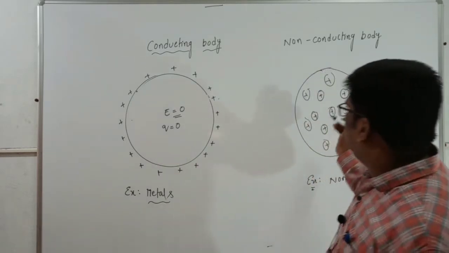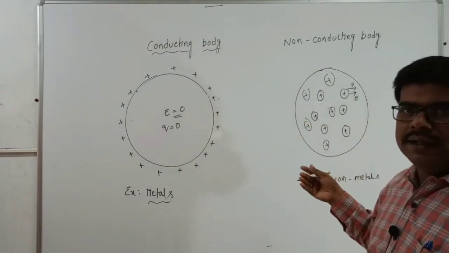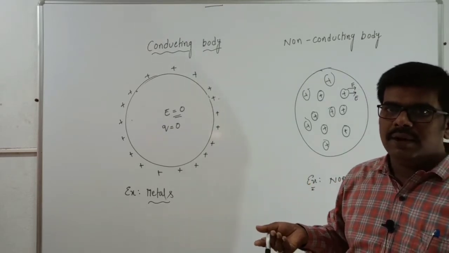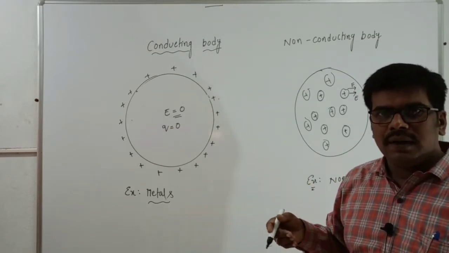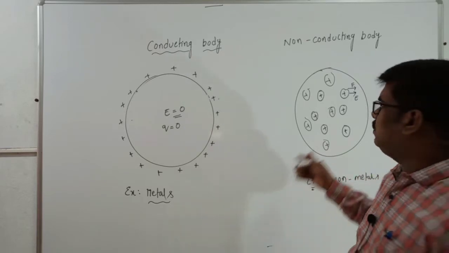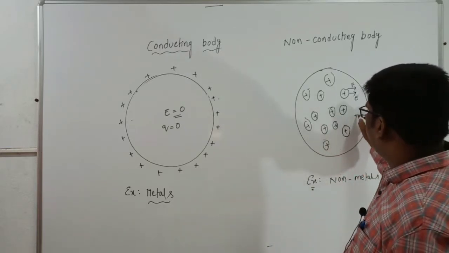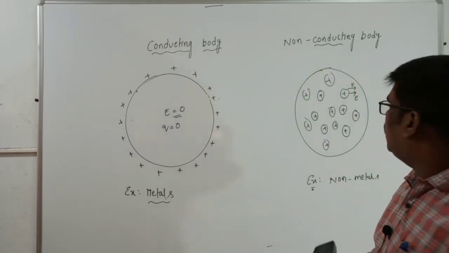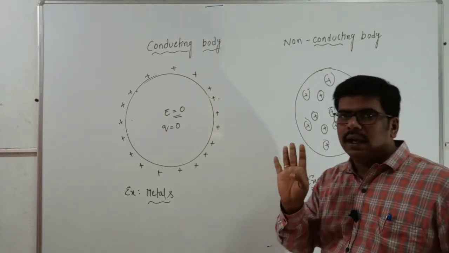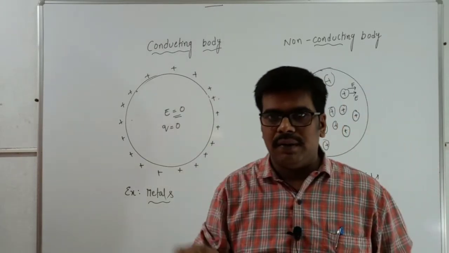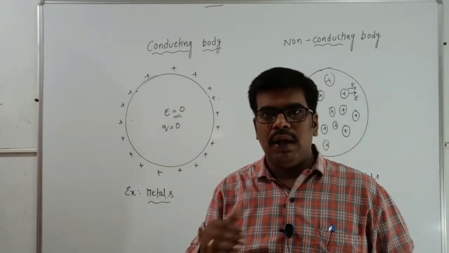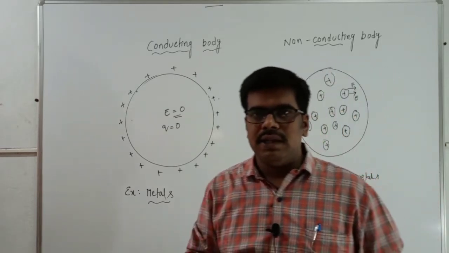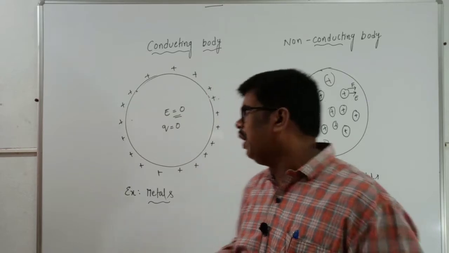So that's why in non-conducting bodies, even though the electric field is there inside, it does not tend to move the charged particles. Why? Because in a non-conducting body, charged particles cannot move freely. That's why inside, as well as on the surface, charge will be present in the case of a non-conducting body. So remember it: in a conducting body, charge will be present over the surface only; in a non-conducting body, charge will be present over the surface as well as inside. So remember this point.